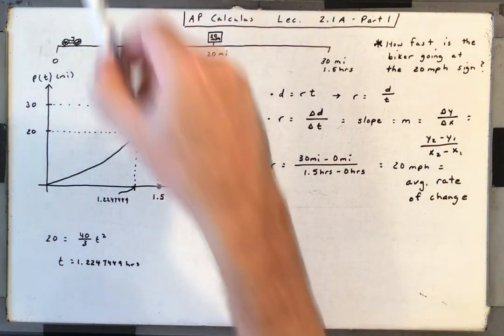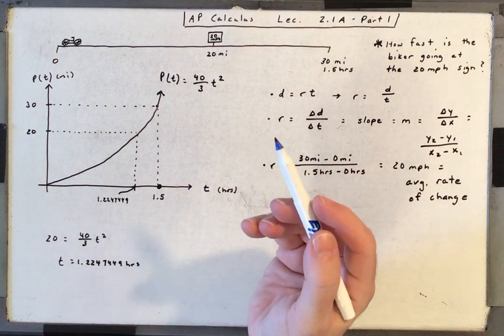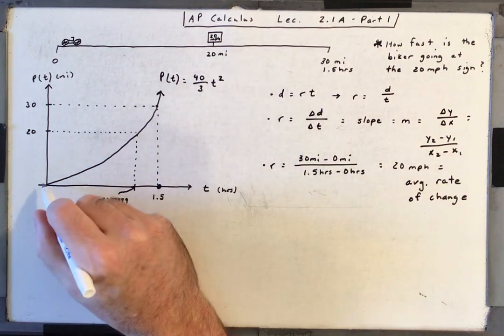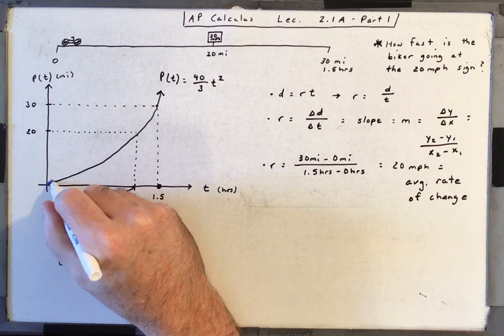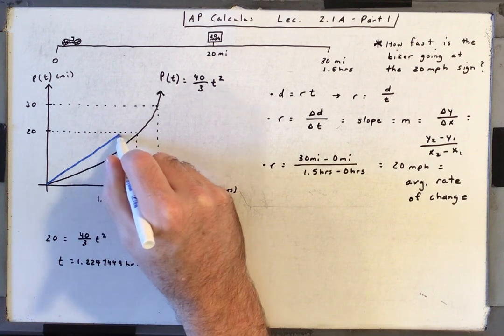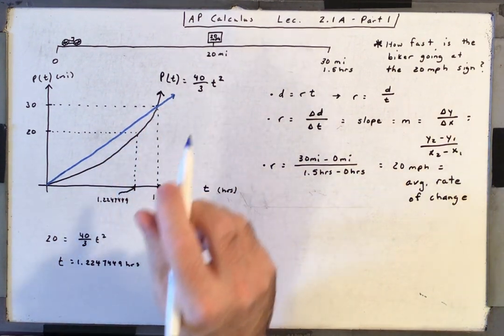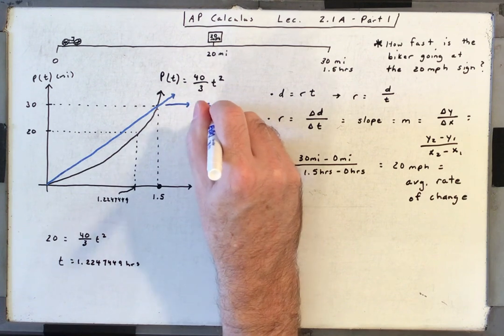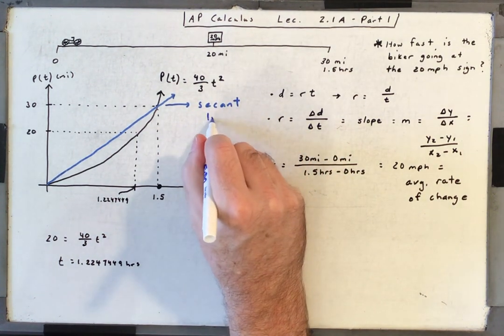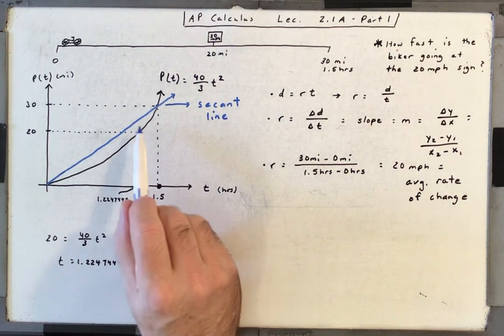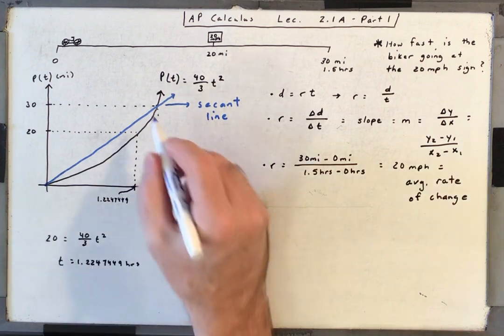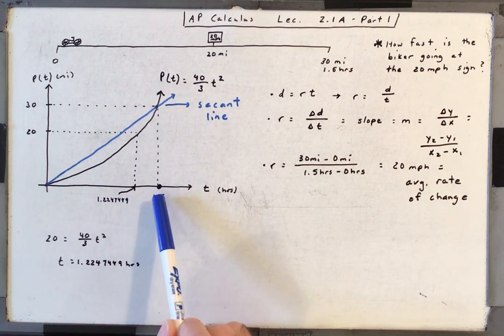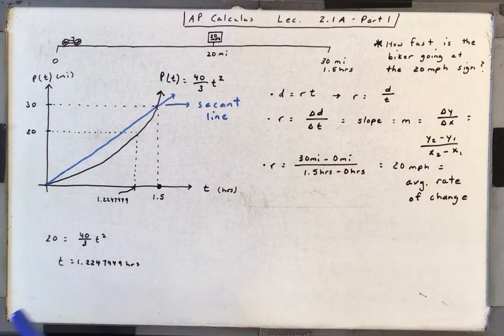Now, we can graph that, put that average rate of change on the graph, and you may want some colored pencils for this part. That is just a straight line with a slope of 20. This is called the secant line. The secant line is the average rate of change. So it's just a straight line there. y2 is 30, y1 is 0, x2 is 1.5, x1 is 0. Okay, so we get that.